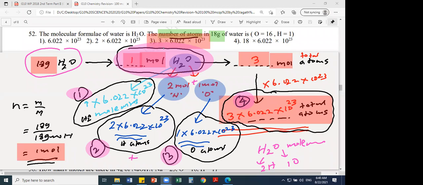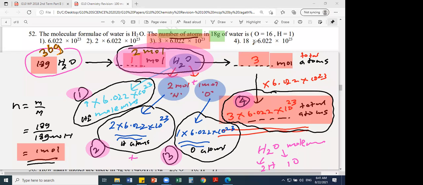Now remember, in this question, if they ask hydrogen atoms, what could be the answer? Answer will be second. If they ask hydrogen atoms in 18 grams of water, answer is second. But be careful, if they give 36 grams of water, what would happen here? Then the moles will be 2 moles. Instead of 1 mole, it will be 2 moles. If it is 36 grams, then you get 2 moles, because 36 divided by 18 is 2 moles. Then total atomic moles will be how many?